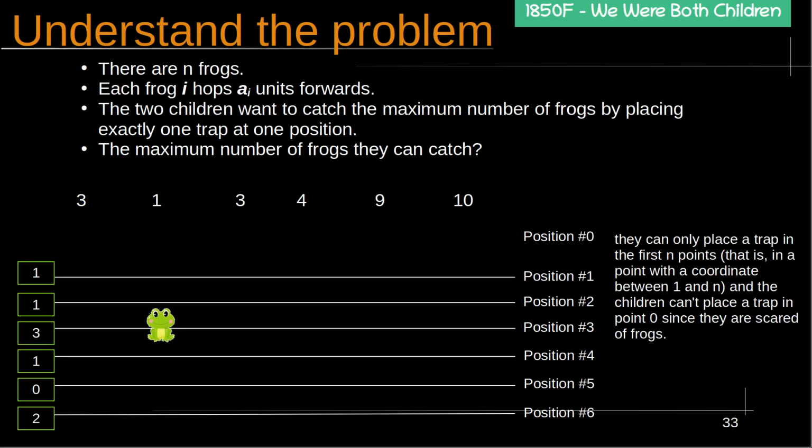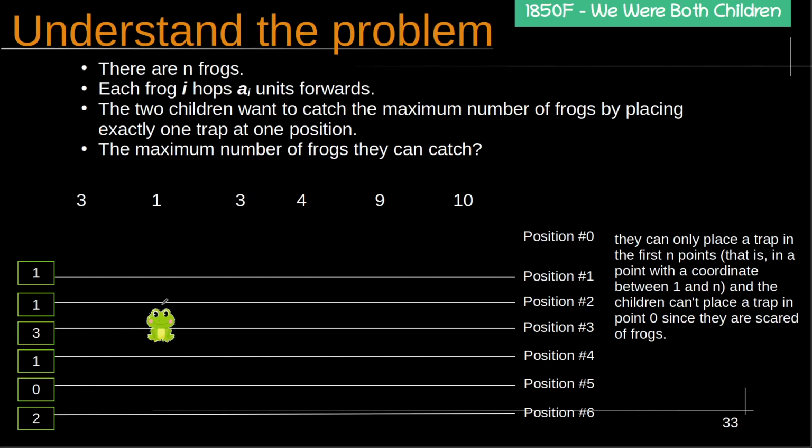So for this round, after 3 rounds, if the trap is at position 1, we can catch just 1 frog. If the trap is at position 3, we can catch 3 frogs. At position 4, 1 frog. Position 5, 0. Position 6, 2.